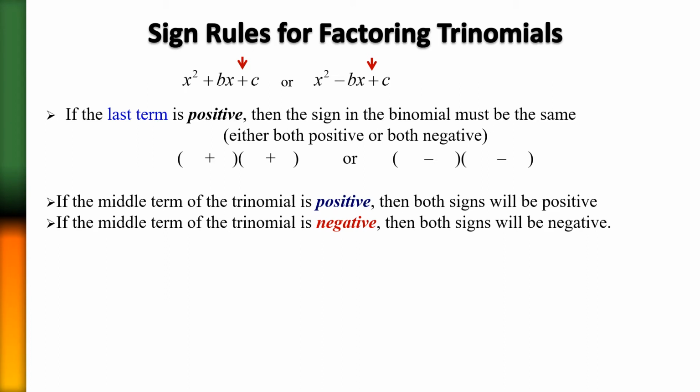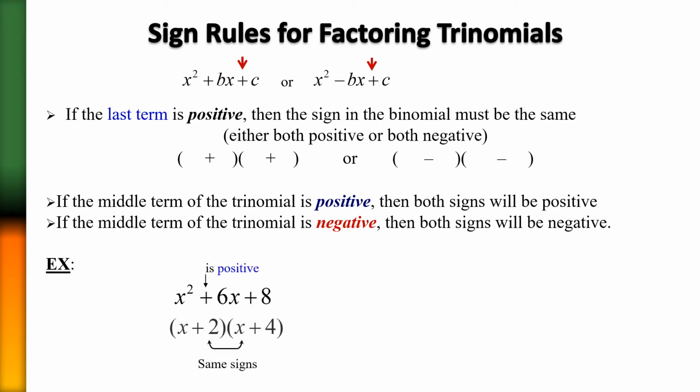Let's do an example to see how this makes sense. So here in this trinomial, x squared plus 6x plus 8. Notice the back end is a positive, which means the signs are the same. What kind of sign? Two positives. Okay, so here this factored into x plus 2 times x plus 4.